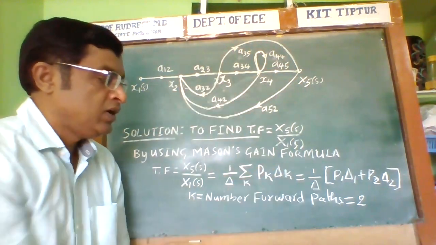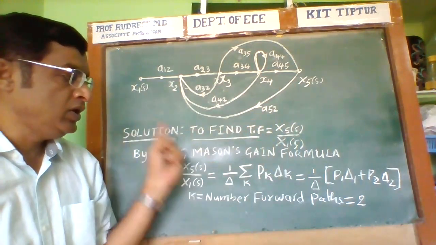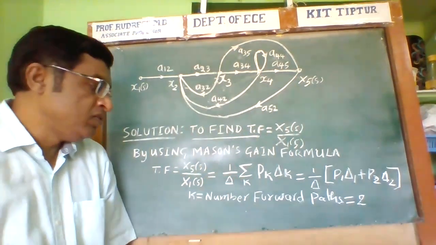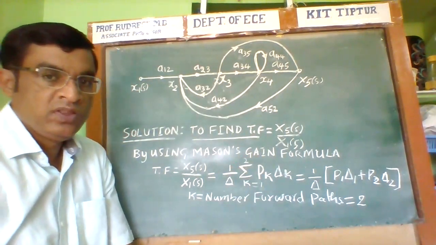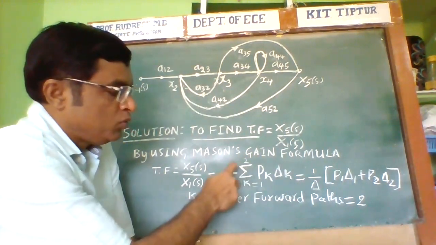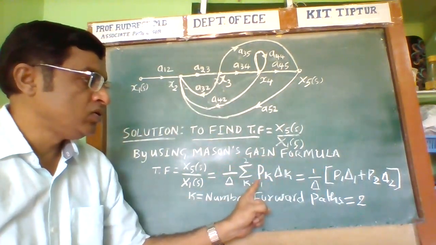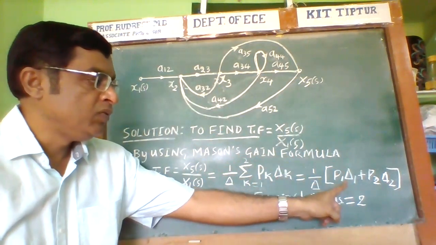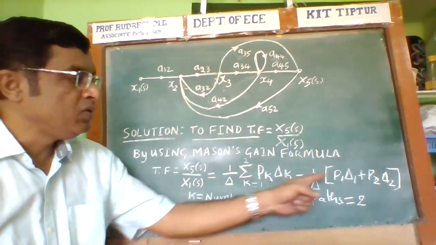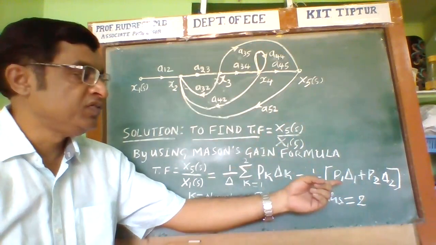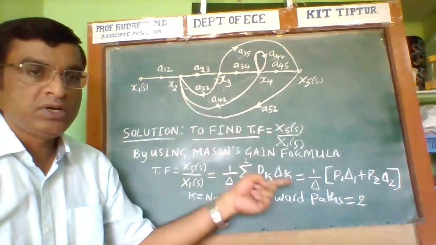Therefore, the number of forward paths is equal to 2, so k varies from 1 to 2. If I remove the summation, when k is equal to 1, we have 1 over delta times P1 delta 1. Similarly, for k equal to 2, P2 delta 2. Now P1 and P2 are the gains of the first and second forward paths respectively, and delta is the determinant of the graph.